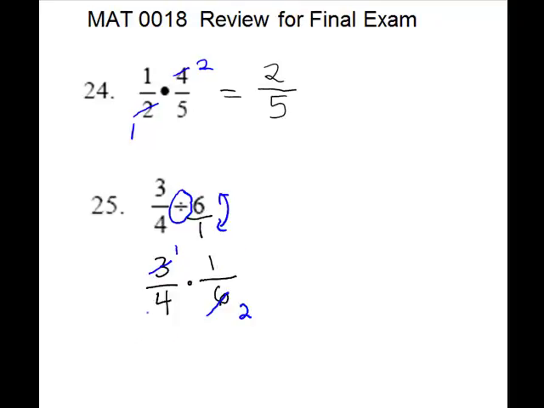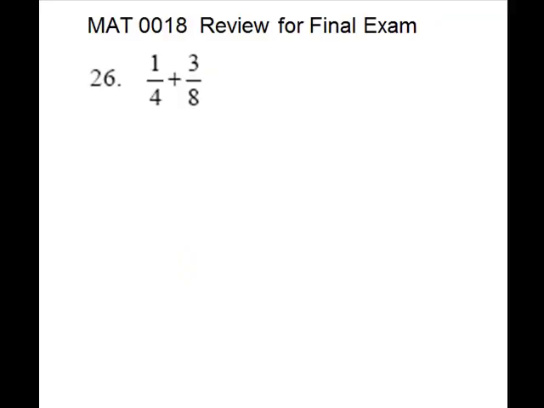The other diagonal, only a 1, so we won't bother with it. Then we'll multiply across. 1 times 1 is 1. 4 times 2 is 8. And 1 over 8 will not reduce. Next, we'll look at addition and subtraction of fractions. For addition and subtraction, you have to have a common denominator.